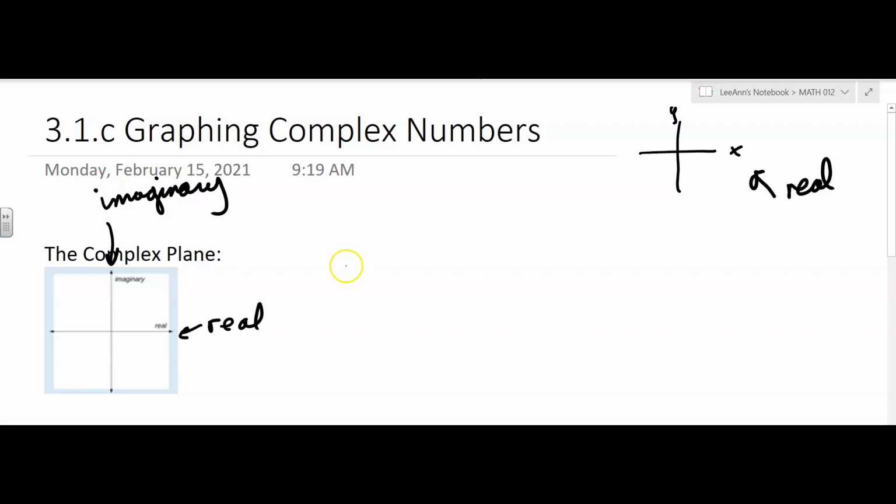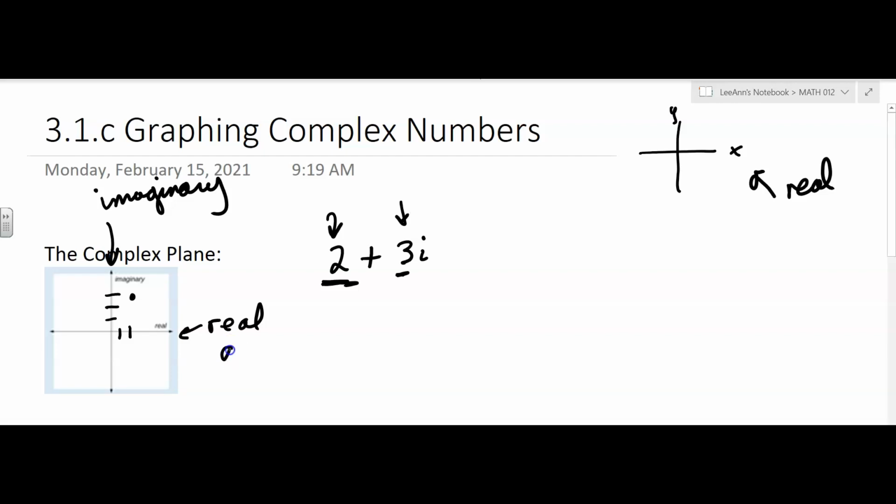So let's say you have the number 2 plus 3i. Well, this would be the real part, so you'd go over 2, and then this would be the b part, the imaginary part. You'd go up 3: 1, 2, 3. And then you'd graph that point right there, okay? So you can see how this is kind of representing the old x, and this is representing kind of the old y. So you're graphing the real part and the imaginary part, the a and the b.